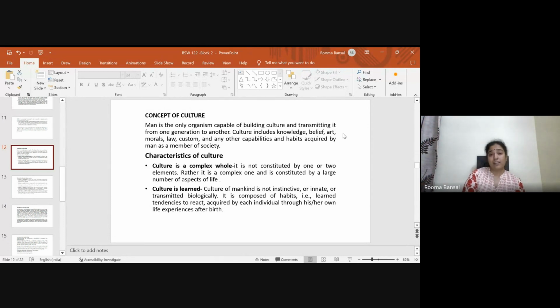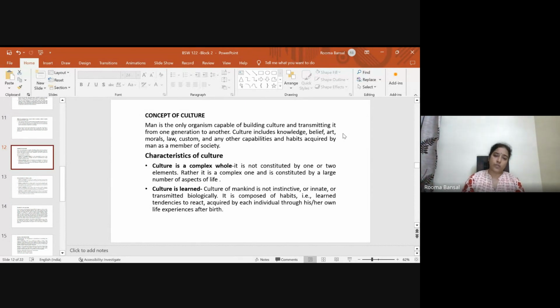And generally, we get this culture from our family, from our parents. It means family inculcated the cultural values to the child, and they have given the knowledge of customs and rituals. They have transmitted the knowledge and custom of their culture to the next generation.